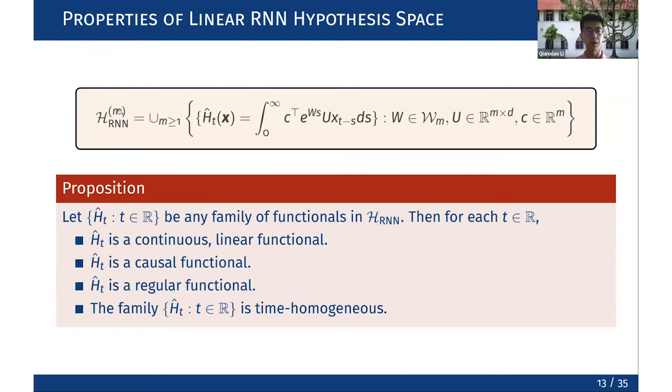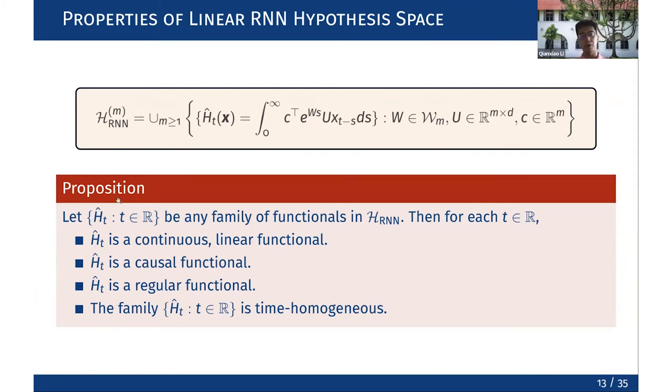This should not be union here. So H_M of R^d, your RNN hypothesis space with budget M, is simply this kind of sequence of functionals where W has eigenvalues with negative real parts. And of course, these matrices are of size M. D is the input dimension and M is the hidden dimension. This is the budget, how big your network is. So there's no union here, sorry. This is the hypothesis space we're interested in looking at.